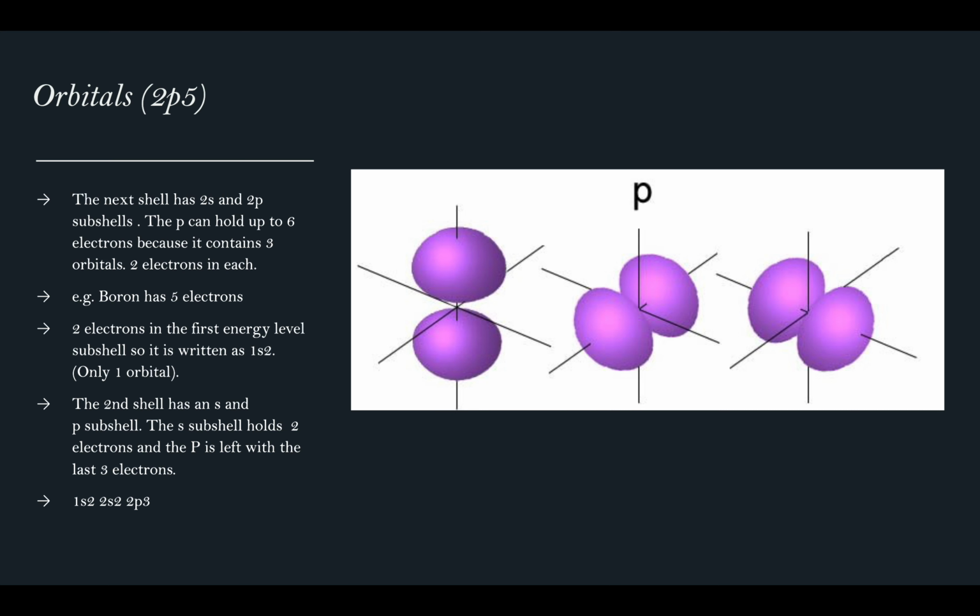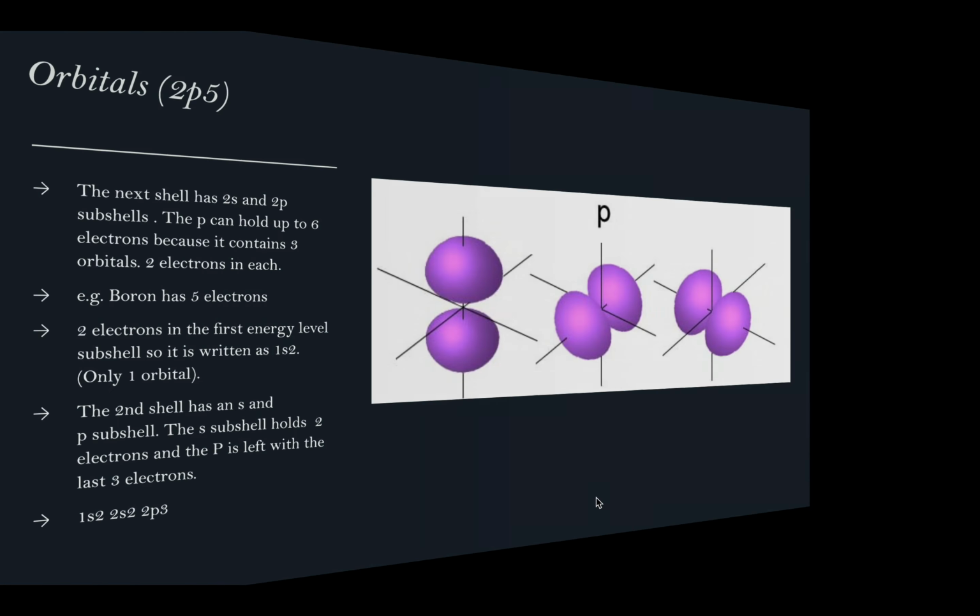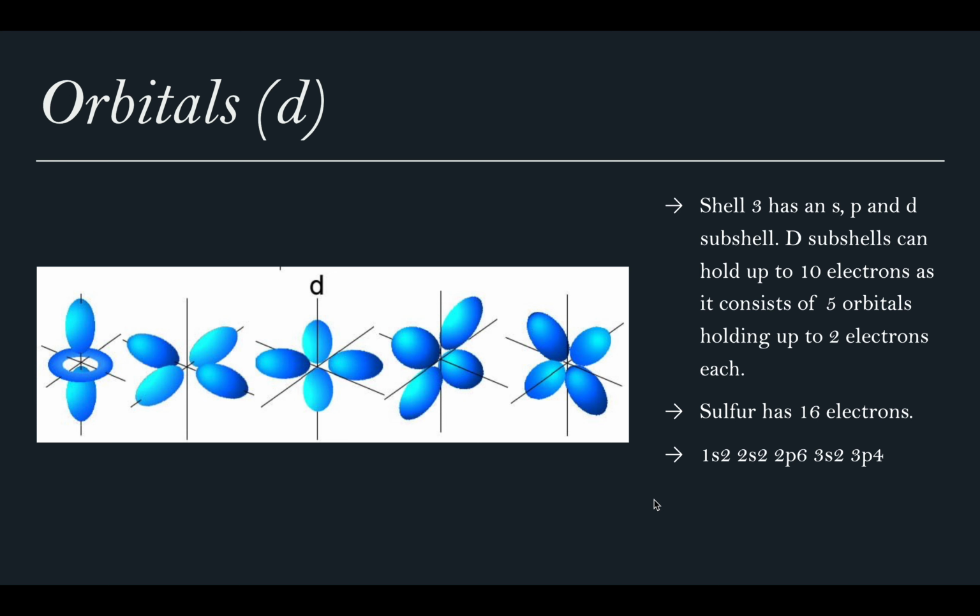Boron, as an example, has 5 electrons, so its first 2 electrons will be in the first energy level, so we would write it as 1s2, 2 electrons. The second shell has an s and p subshell, so the s subshell holds another 2 electrons, and then the p is left with the last 3, so we'd write the electronic configuration as 1s2, 2s2, and 2p3. The third shell, shell 3, has an s, p, and d subshell. Okay, so d subshells can hold up to 10 electrons, as it consists of 5 orbitals, each holding 2 electrons.